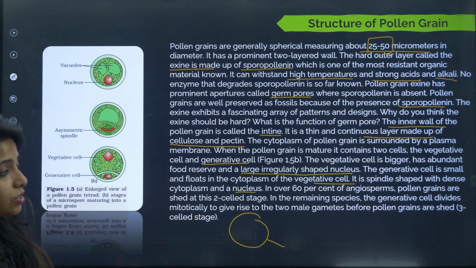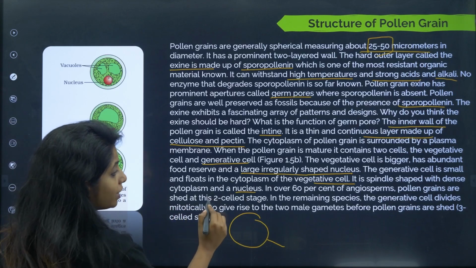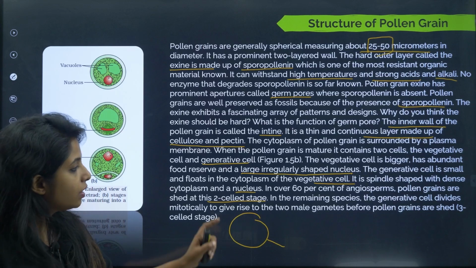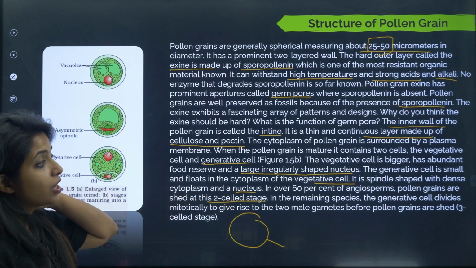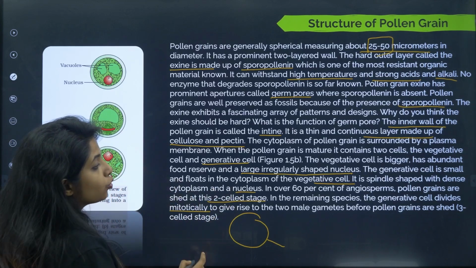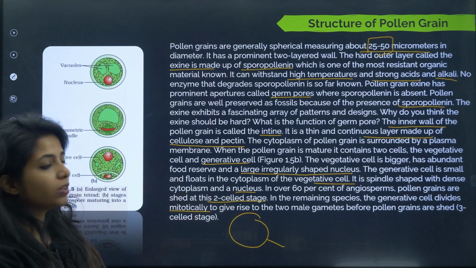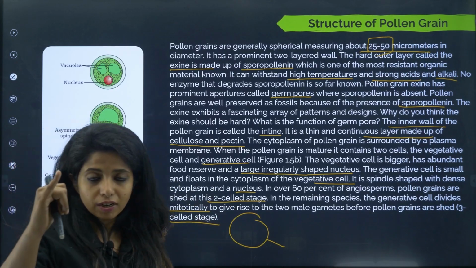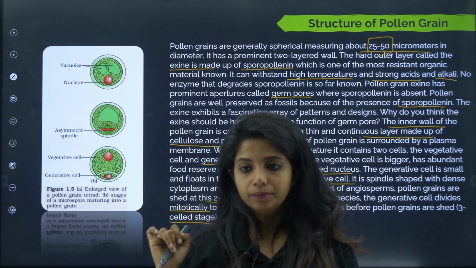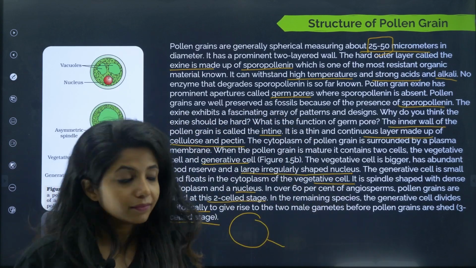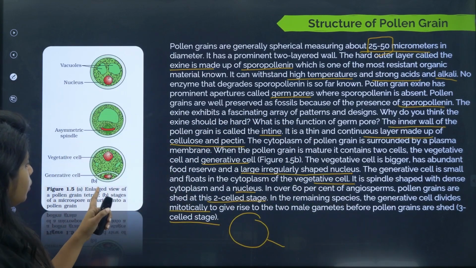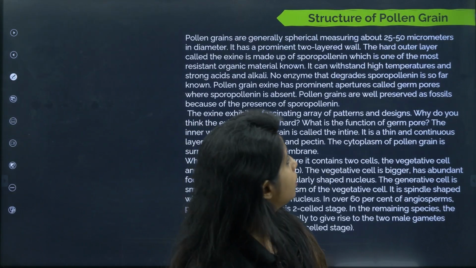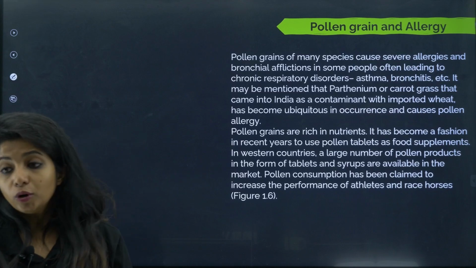In over 60% of angiosperms, pollen grains are shed at this 2-celled stage. I told you, only the generative cell and the vegetative cell. In the remaining species, that is 40%, the generative cell divides mitotically to give rise to 2 male gametes before the pollen grains are shed. And this is the 3-cell stage because you will have 1 vegetative cell and 2 male gametes. So 3 cells in total. Agree? Now this is the structure. If you want, you can just have a quick look. And going ahead, now pollen grains and allergy.